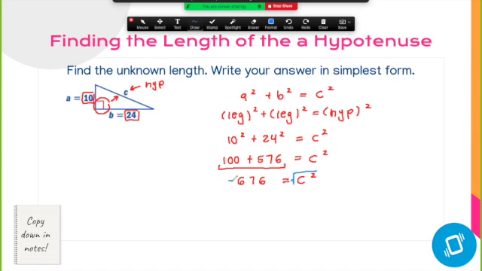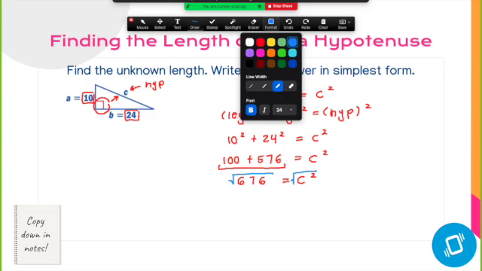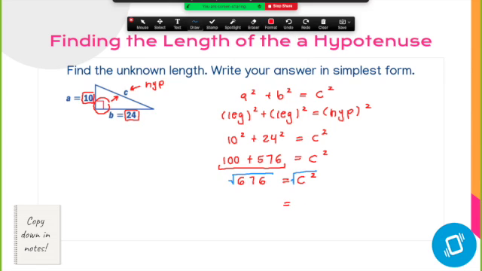So again, I'm going to complete the opposite operation, which will be to cancel out the c here by using that square root. And so we're left with c equaling the square root of 676, which would be 26. And that would be our final answer.